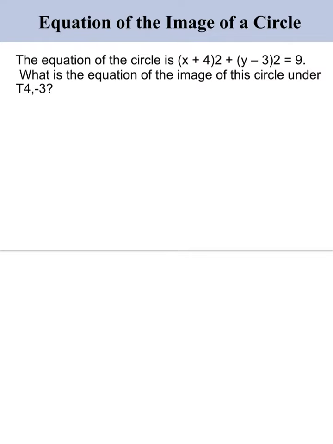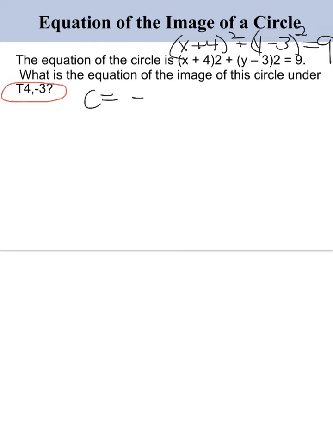So how do we find the equation of the image of a circle? As you can see, we're given a translation. And this should say (x + 4)² + (y - 3)². It's not times 2. So the center of the circle is (-4, 3).